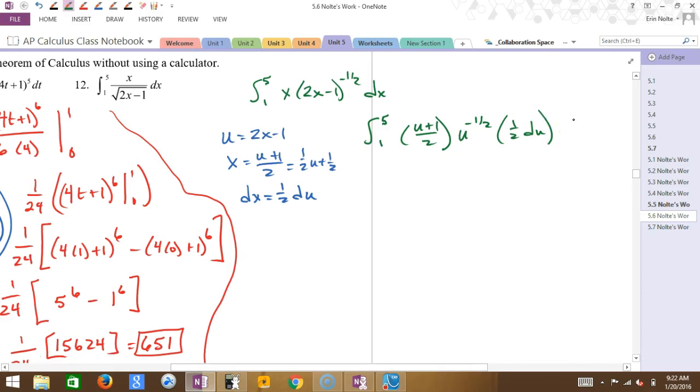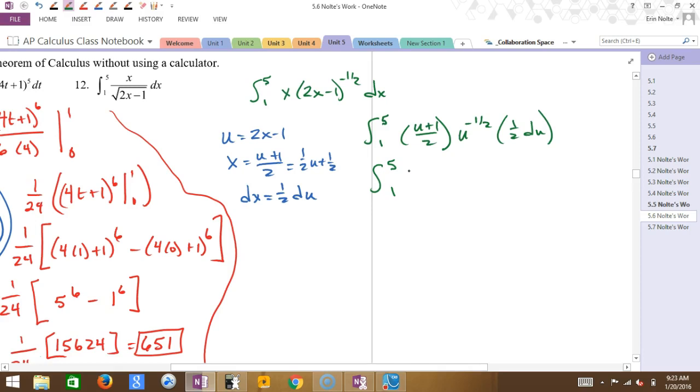Okay, so now here comes the part that people seem to be struggling with. It's just simply putting this into standard form. Does everybody see that I have a 1/2 in front of the du? I'm going to pull that 1/2 in front of my integral. You do not have to, but I'm going to because I think it's simpler. I am also going to pull out the 1/2 from the quantity of u plus 1.